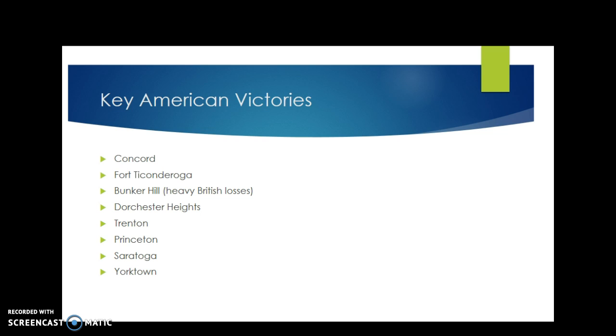However, the Americans did get many key victories throughout the war. Their first victory happened on basically the first day of the war, before the Declaration of Independence was even written, at Concord. They took advantage of British mistakes and innovated to win. At Fort Ticonderoga, they surprised the British and took over the fort and got valuable cannons.